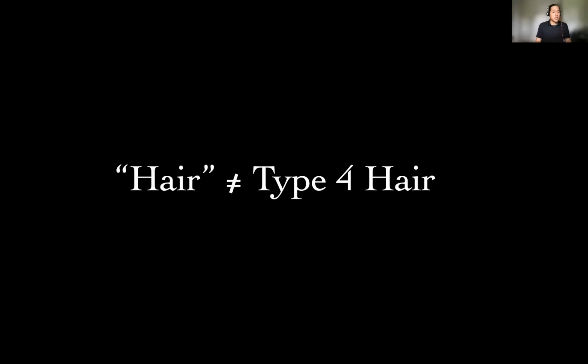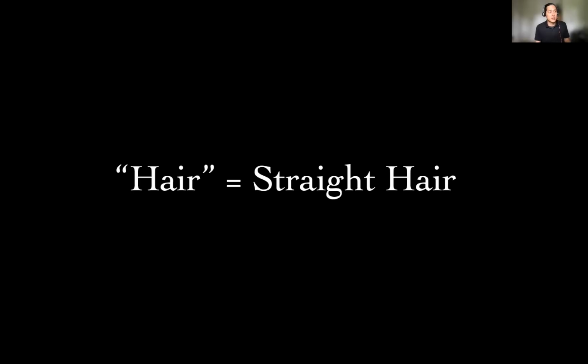So in our technical vocabulary, hair is not type 4 hair. Hair is straight hair. So it is whatever hair is characteristic of Europeans and East Asians. And in fact, it really is straight hair. So even when we talk about curly hair, we have to say curly hair. So it's implicitly understood that when you say hair, you mean straight hair. If you want to talk about curly hair, you have to say it, curly hair.